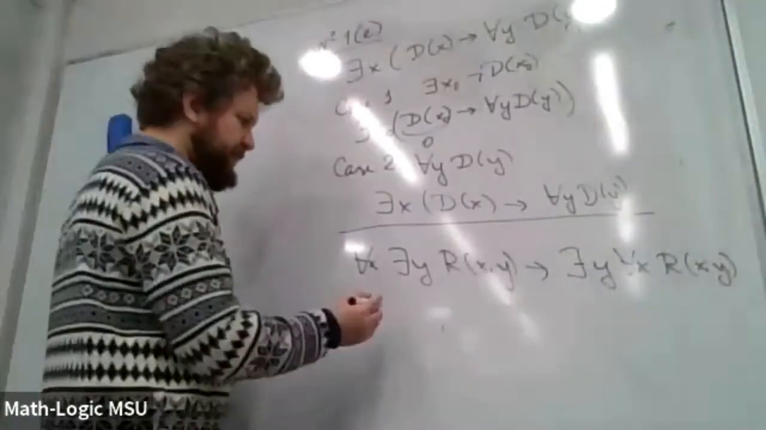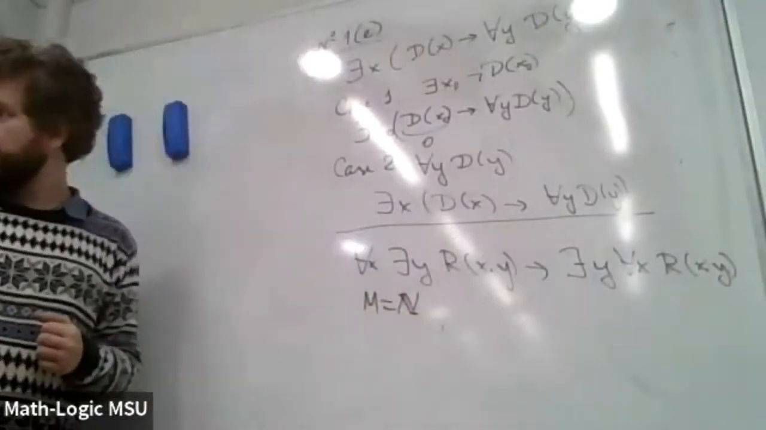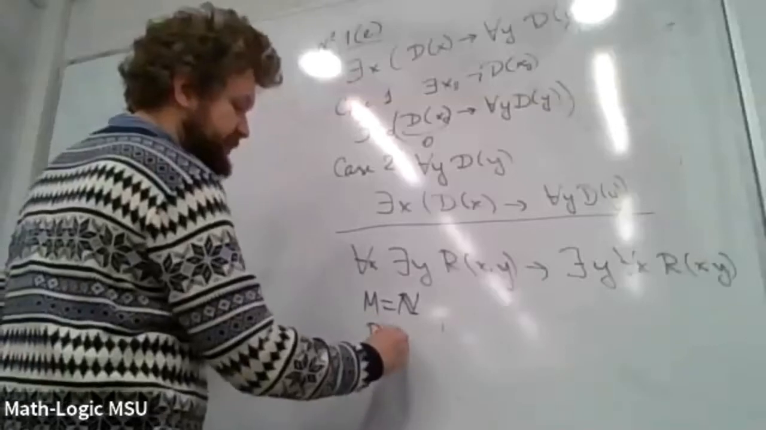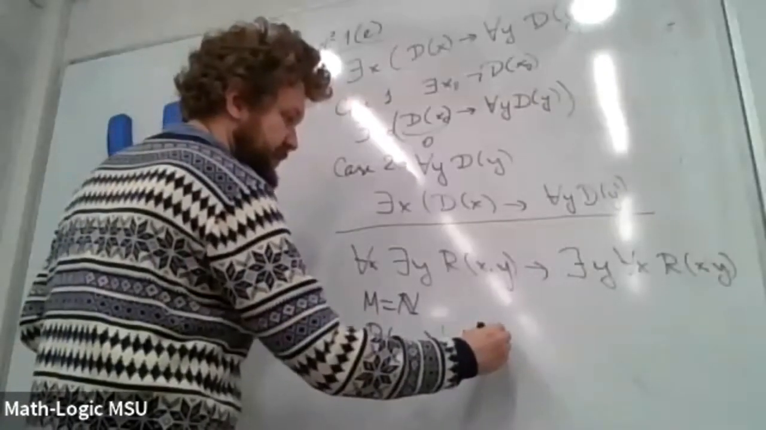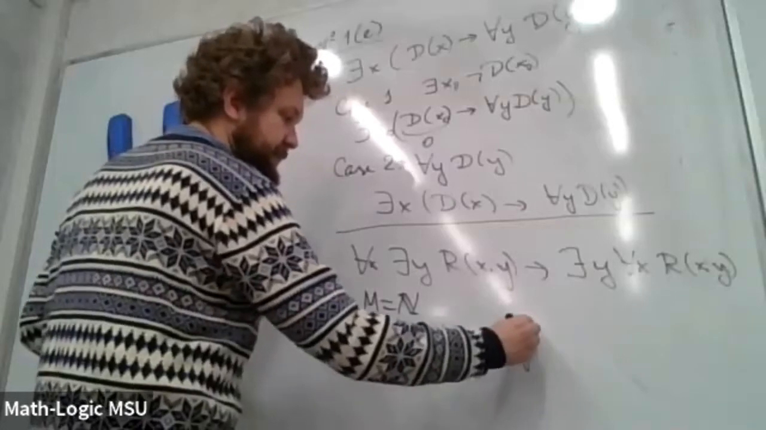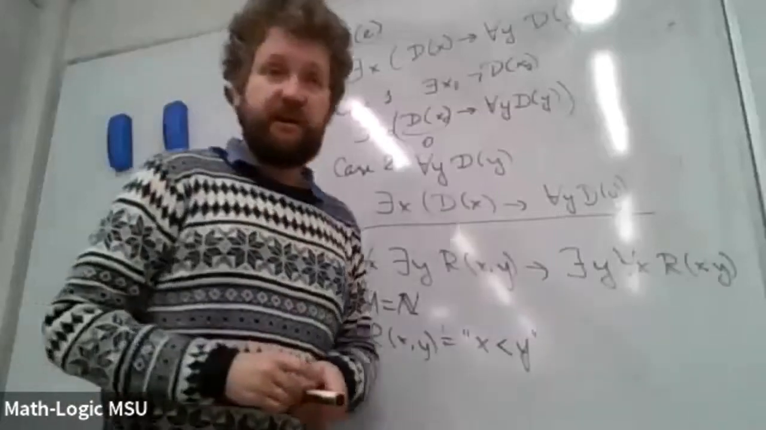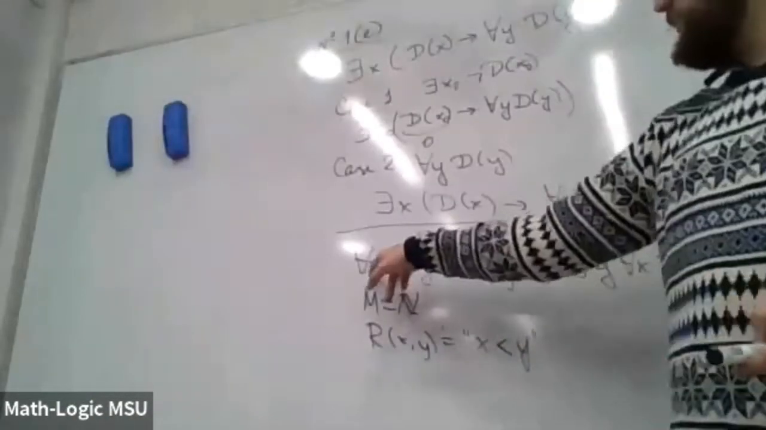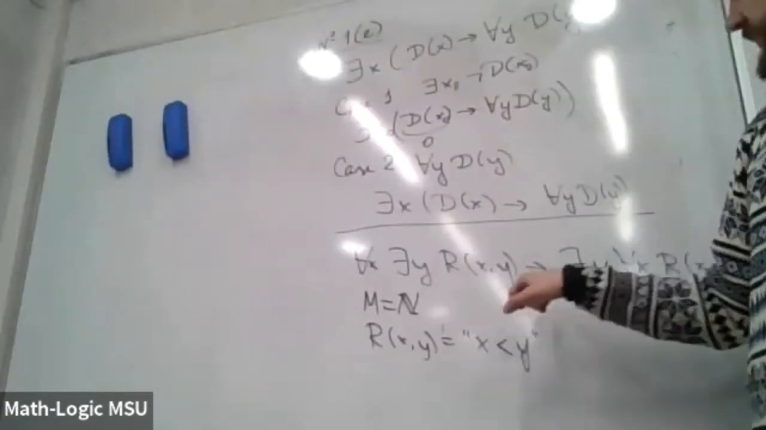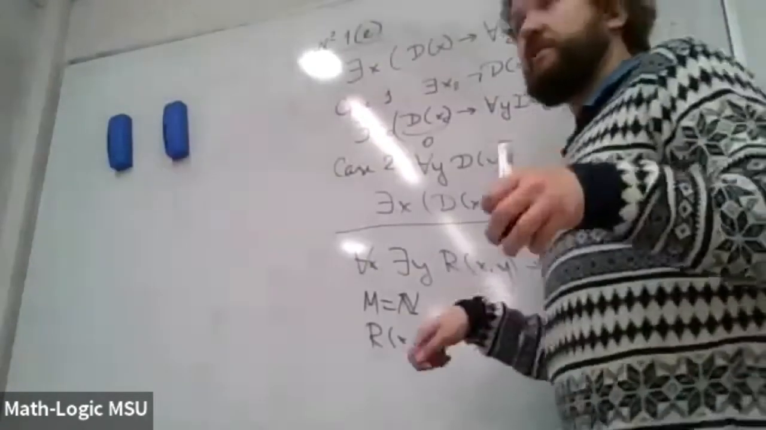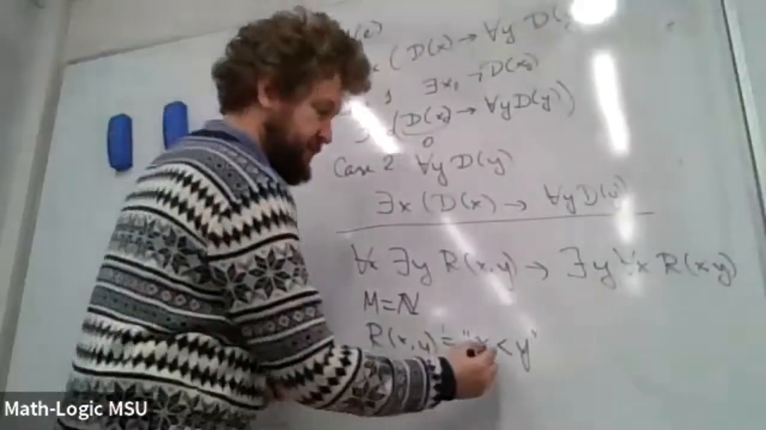So maybe one of the interesting things is you can say the set of, say, natural numbers, and your relation R of X, Y is that X is, say, less than Y. Again, for each X, there exists a Y which is greater, right? But there is no Y which is greater than all natural numbers. You can even put that less or equal here.